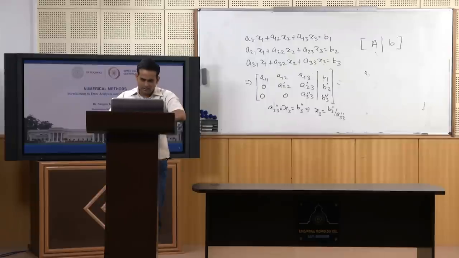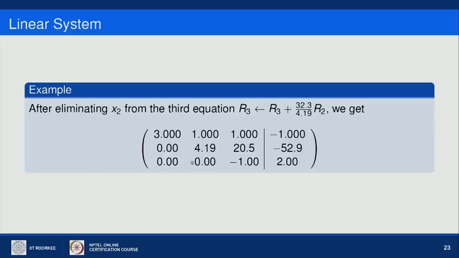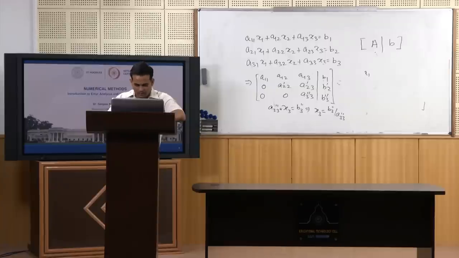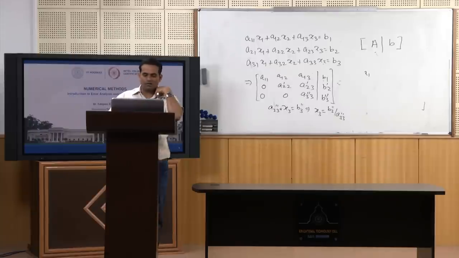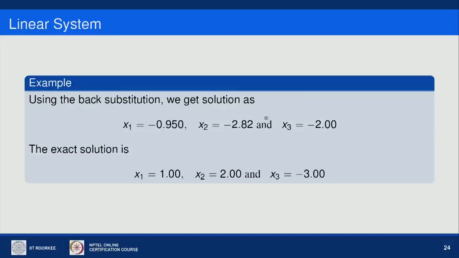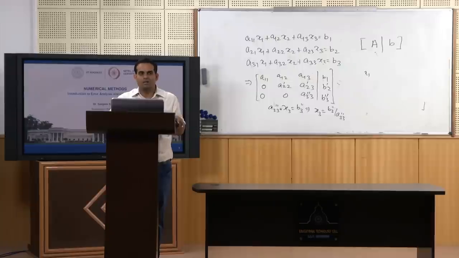So now you can see this coefficient matrix is an upper triangular matrix. Now from the third row, I can say that x3 is 2 upon minus 1, that is minus 2. If I substitute this value of x3 in the second equation, I will get x2 as minus 2.82. And finally, if I substitute the values of x3 and x2 in the first equation, I will get x1 as minus 0.950. However, the exact solution of this system is like this. And you can see we have a huge error in the solution which we obtained using the Gaussian elimination method.